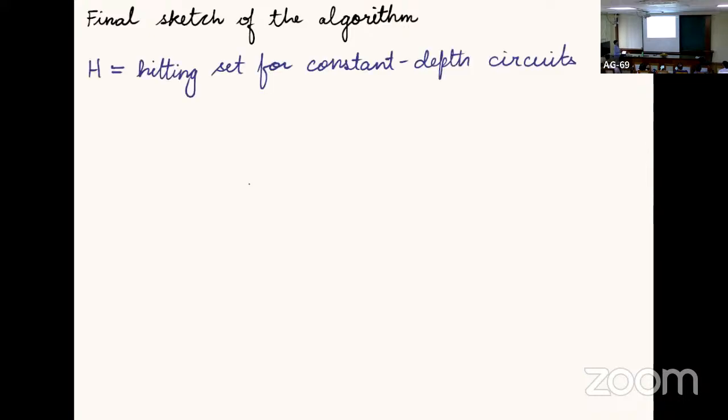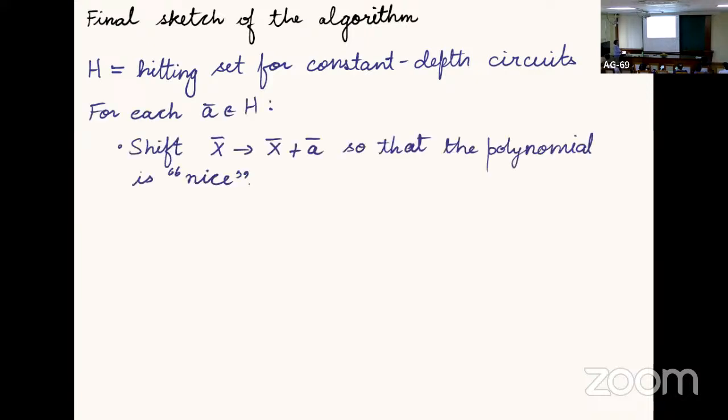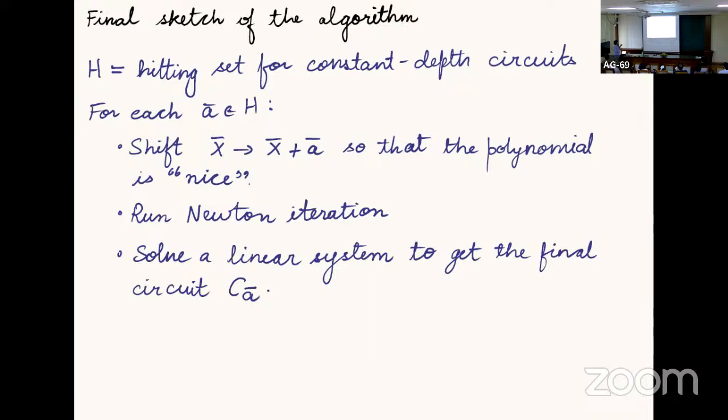You take a hitting set for constant depth circuits, and then for each point in the hitting set, you do the following. You shift your origin so that now the polynomial is nice. You might have to do a couple of more shifts to ensure that it's monic and so on. But essentially, you want to ensure that you can do Newton iteration. So you use the pseudo resultant to get this point, and then you run Newton iteration. And there is a final cleanup step which doesn't quite show up in the case where the factor you care about is just a root.